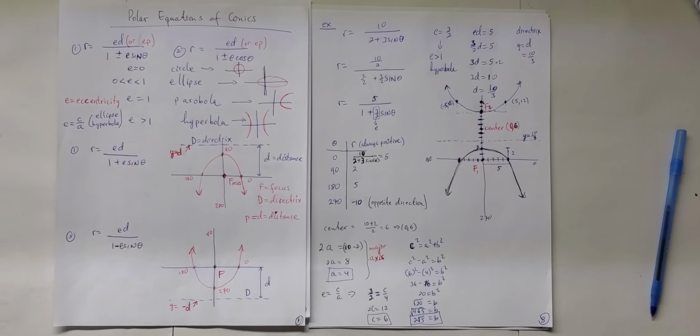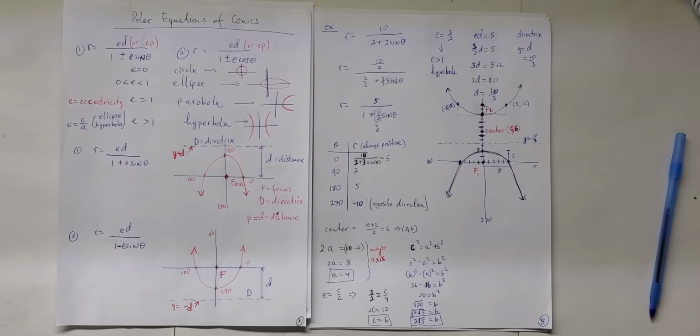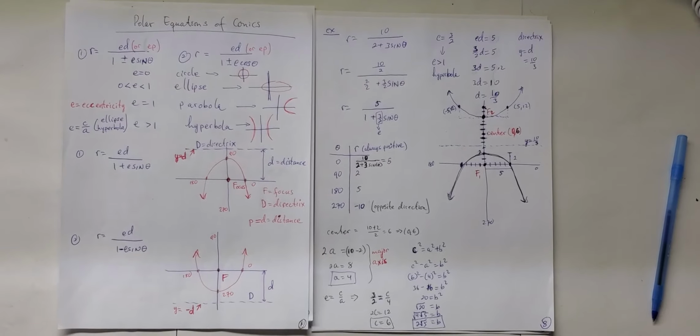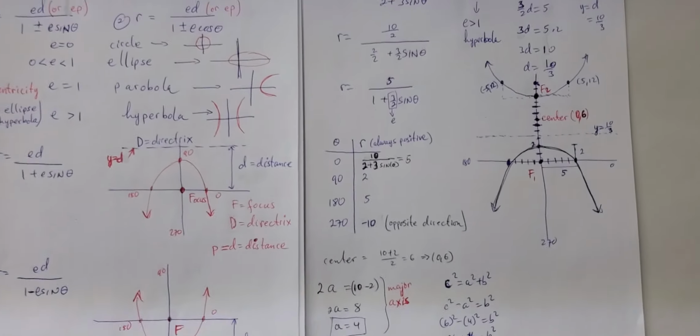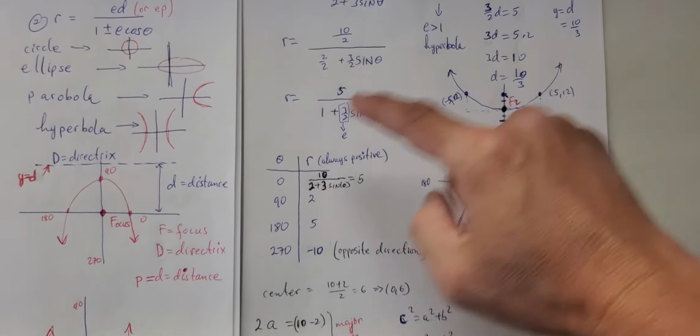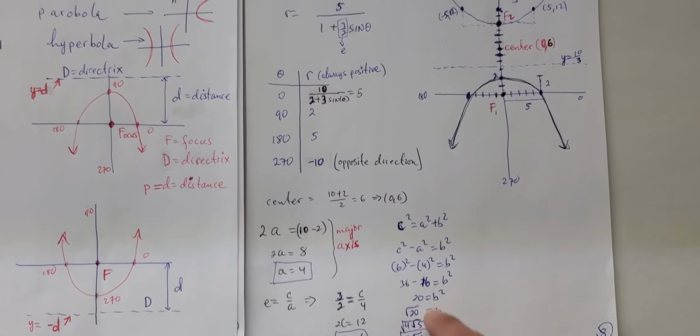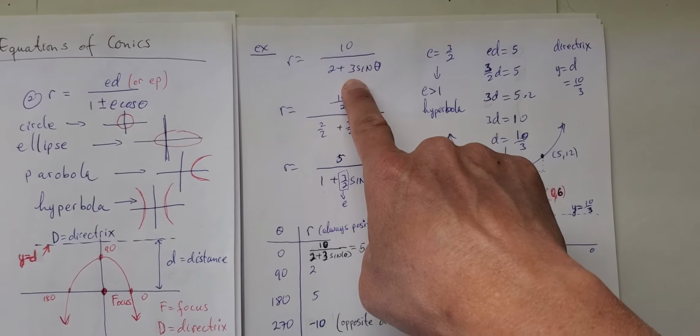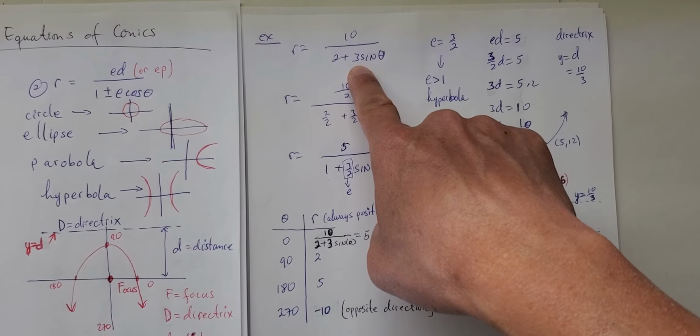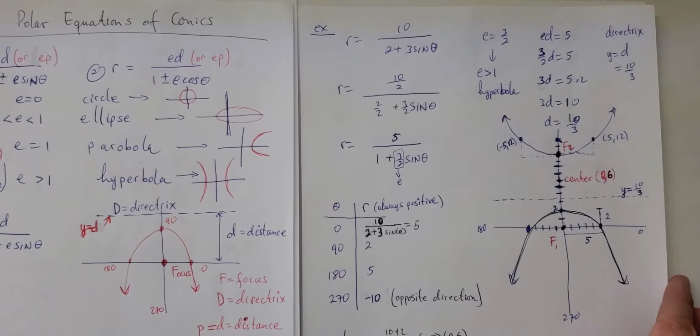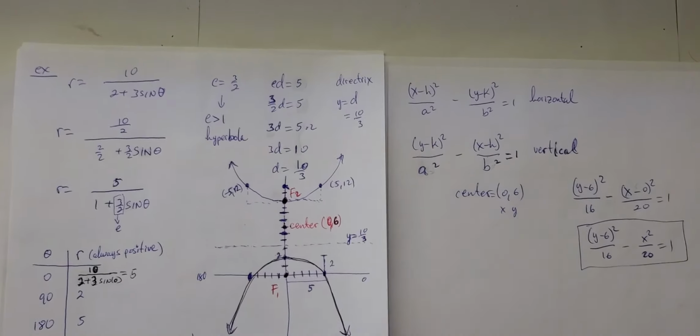Okay. Now use this information to convert the polar equation. Use all of this right here, the A, the C, and the B, to convert this polar equation into rectangular. Okay, so here we go.